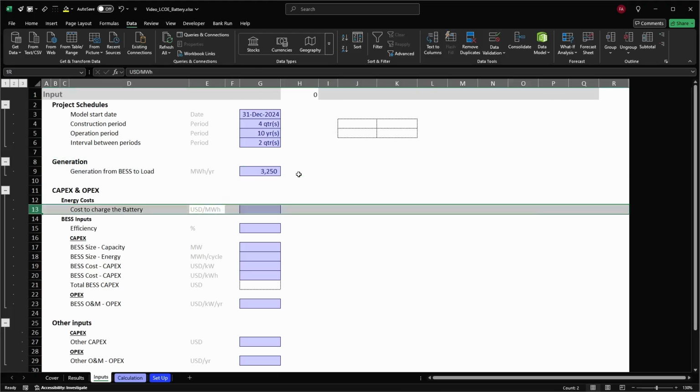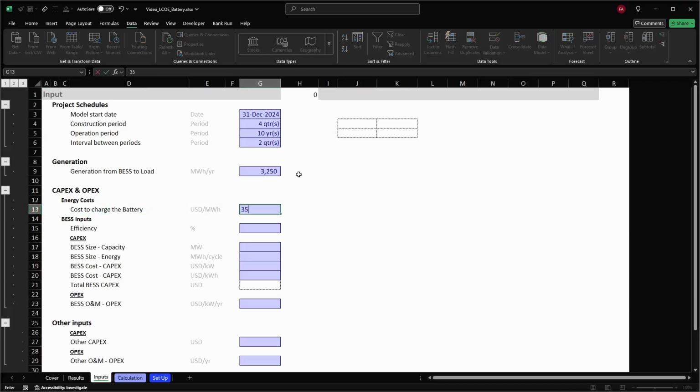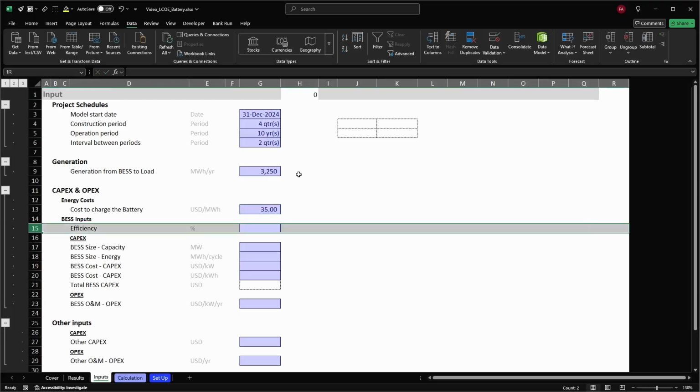Then here we're going to say how much you're going to pay for each megawatt hour to charge the battery. So we're going to say we're going to pay $35 per megawatt hour. So that's our cost. Then we're going to have here the efficiency.